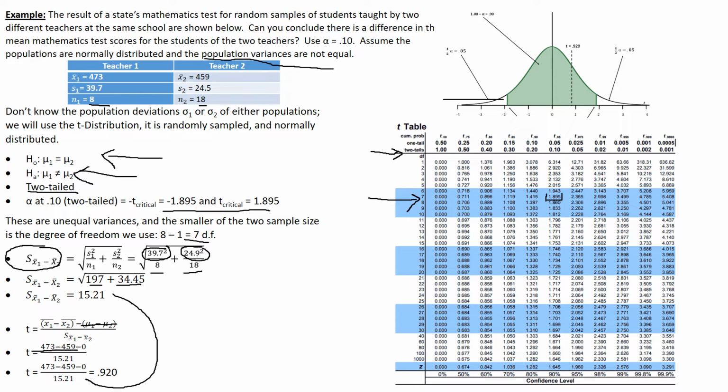So anything less than that, I'd reject, and anything greater than that, I would also reject. So that's my make or break, negative 1.895 and plus 1.895. My t-score is 0.920, so it is in the fail to reject region. It is an acceptance area, and that means the scores of the two teachers are not significantly different.